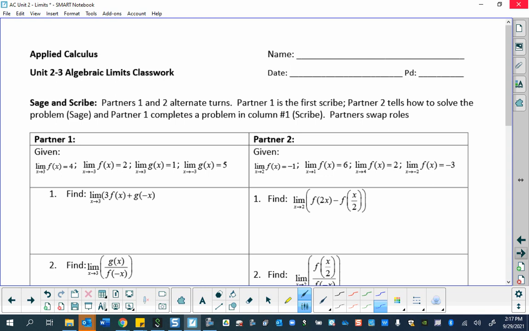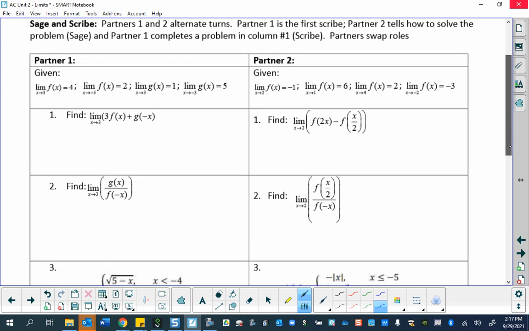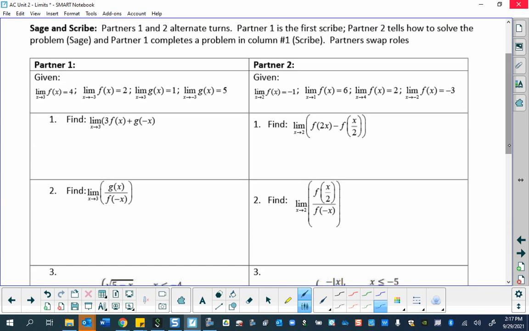I will ask for your attention back. Alright. So what I want to do, and it's fine if we don't fold quite yet, because we'll do the first couple together, because partner two's limit is a little bit difficult, and I want to make sure you understand it. Okay, the way a Sage and Scribe works is like this, and you don't have to fold it if you don't want to, if it's freaking you out. If you are the partner closer to the window, you are partner 1. If you are the partner closer to the door, you are partner 2. That's an easy conversation to have.